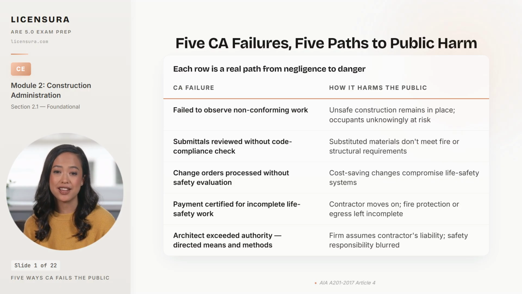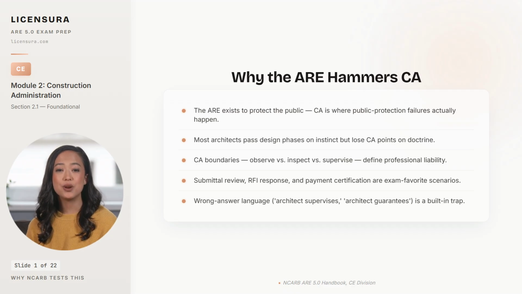If you are wondering why this domain shows up so heavily on the exam, the next frame is the answer. CA shows up everywhere on the exam for one reason: public protection. Most architects walk into CA questions confident from the design side and lose points because CA has its own doctrine that does not transfer from how a typical project feels day to day. The boundary words, observe, inspect, supervise, are not synonyms, and you will see all 3 on the same answer set with 1 correct and 2 designed to look correct.